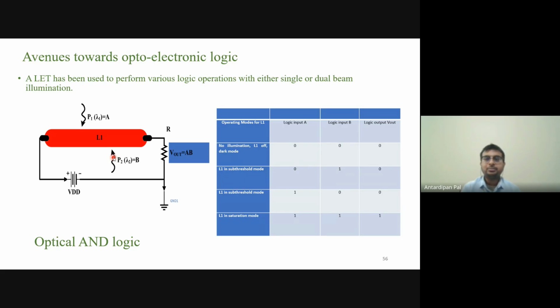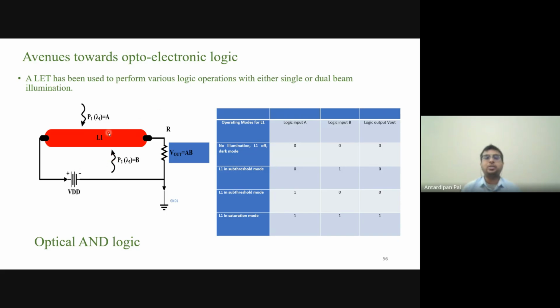Anyone? Come on, I want some interaction. Okay, that's fine. So for a CMOS OR gate or a CMOS AND gate, two inputs, we require 6 FETs, right? Because we first have to create a NAND or a NOR, because it's complementary MOS. Then we have to put another inverter. That means 1, 2, 3, 4, 5, 6, right? We require 6 field effect transistors to design a single OR gate or a single AND gate. On the contrary, we can do the same thing using a single LET.